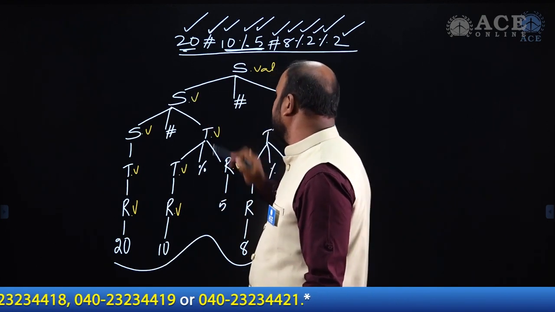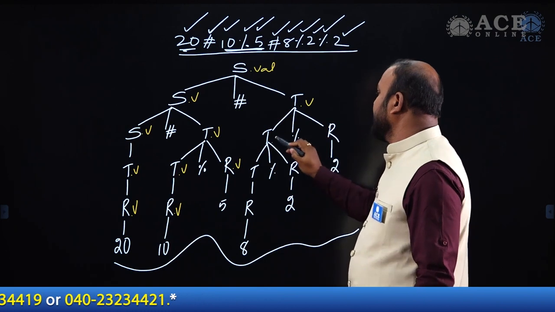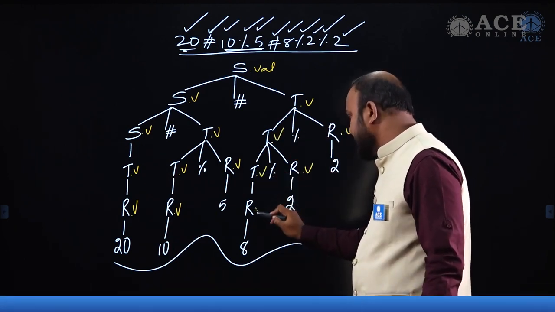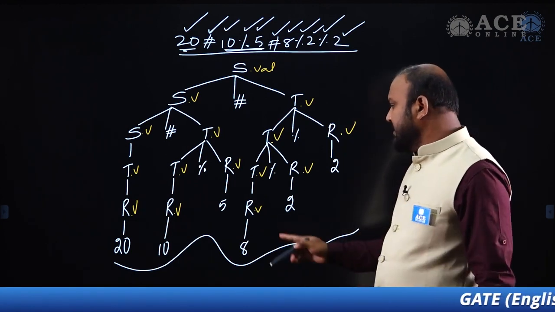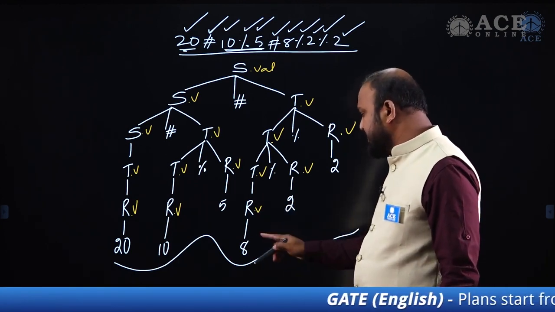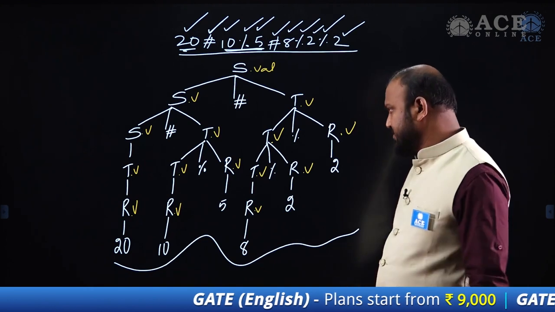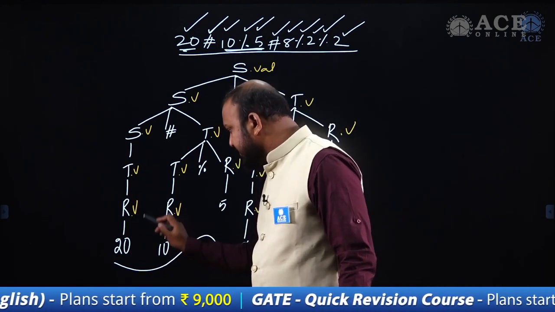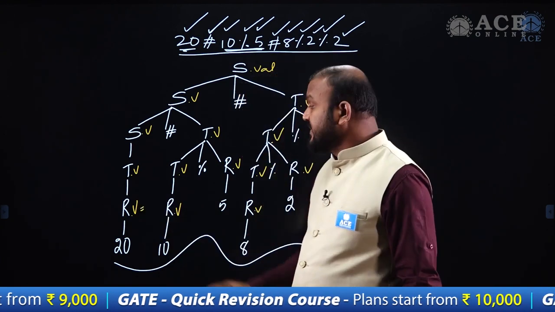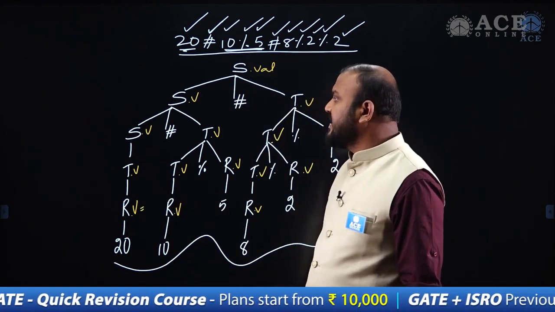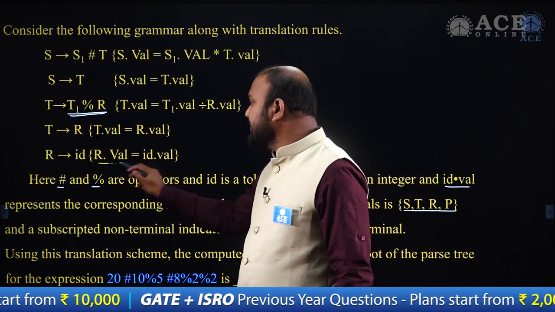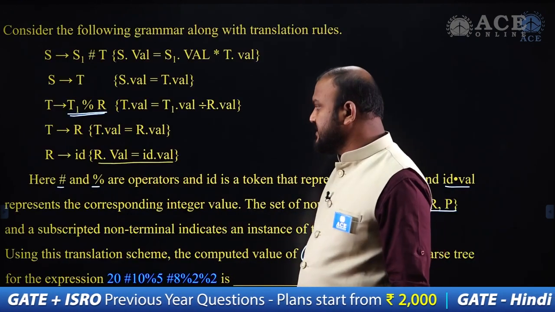Here, an attribute is attached to each grammar symbol. Now I just annotated. We can say this is an annotated parse tree if values are applied to the attributes in the parse tree. Now look at R tends to 20. R tends to 20 means R tends to ID. What semantic rule is associated with R tends to ID? You look at R.val equal ID.val. That is a semantic rule.